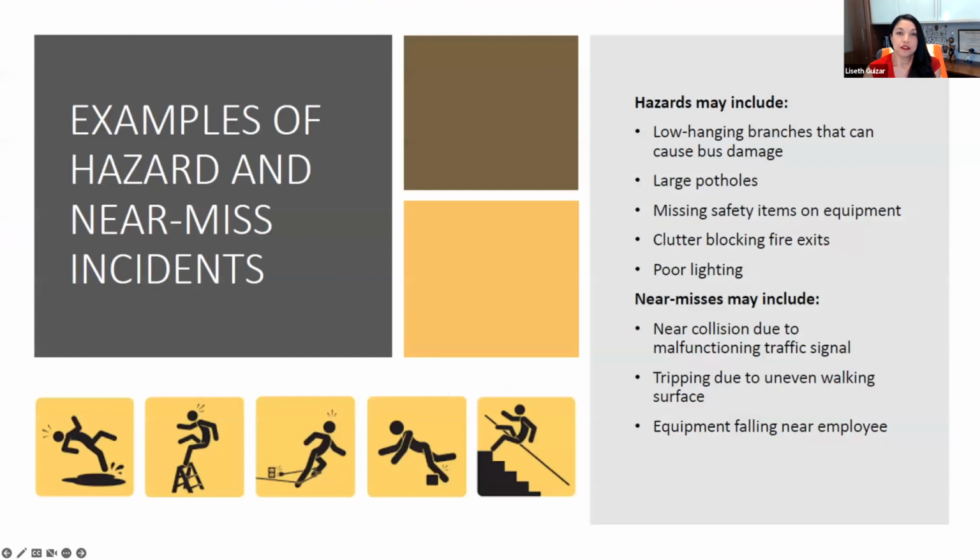So these are all slides from one of our safety presentations, and we talk about what a hazard or a near miss is. Sometimes people aren't aware that they can also report near misses. So we tell them hazards or anything that you may find out in the workplace, right? So for buses, it could be low hanging branches that may cause bus damage, potholes, poor lighting, anything in your workplace that may be a hazard.